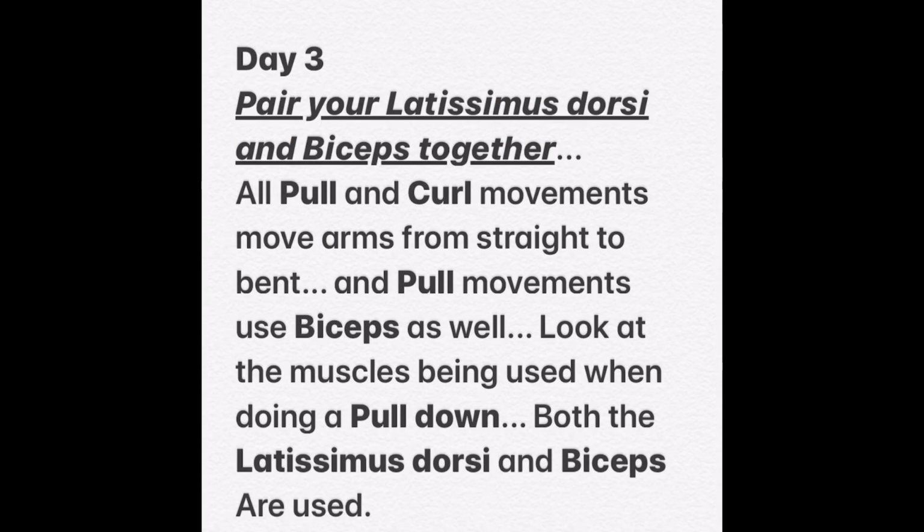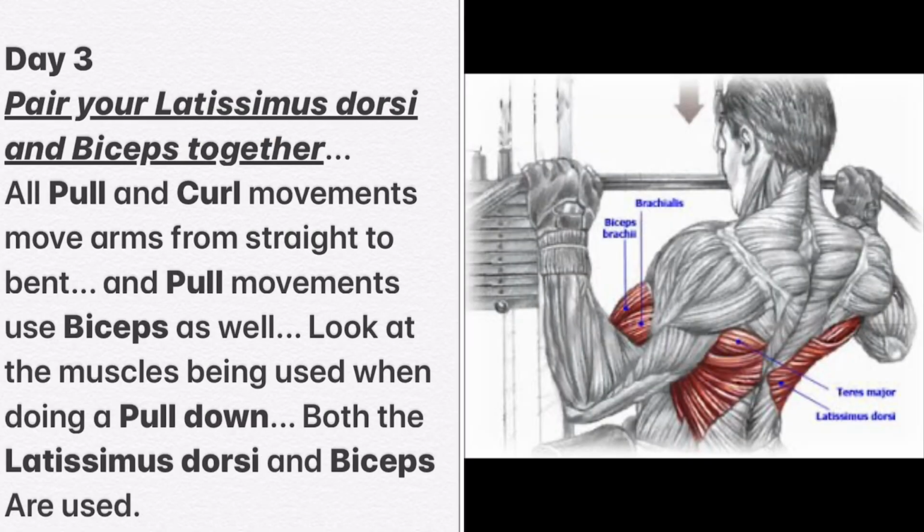Day 3. Pair your latissimus dorsi and your biceps together. All pull and curl movements move arms from straight to bent, and all pull movements use biceps as well. Look at the muscle being used when doing a pull down. Both the latissimus dorsi and the biceps are being used.